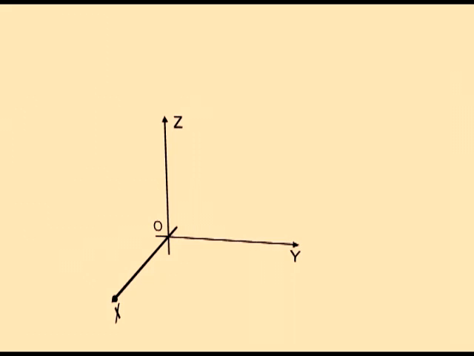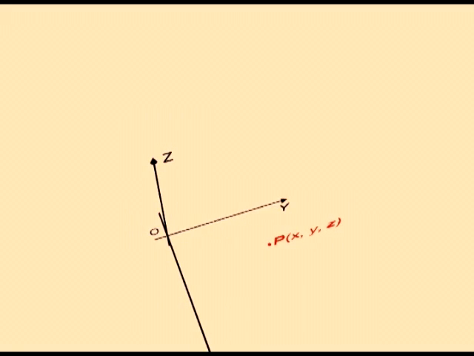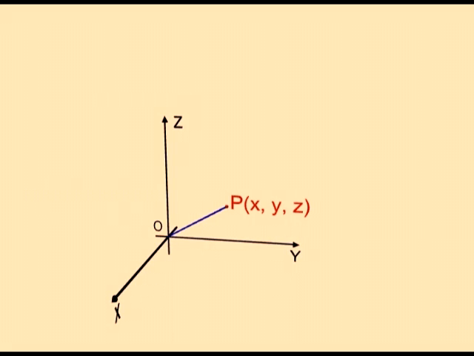Now we will explain how to determine the distance of a point from the origin. Point P is a fixed point in space whose coordinates are x, y, and z. Point P does not lie on any of the coordinate axes or planes. Join the origin and point P. We will determine the length of the line segment OP.